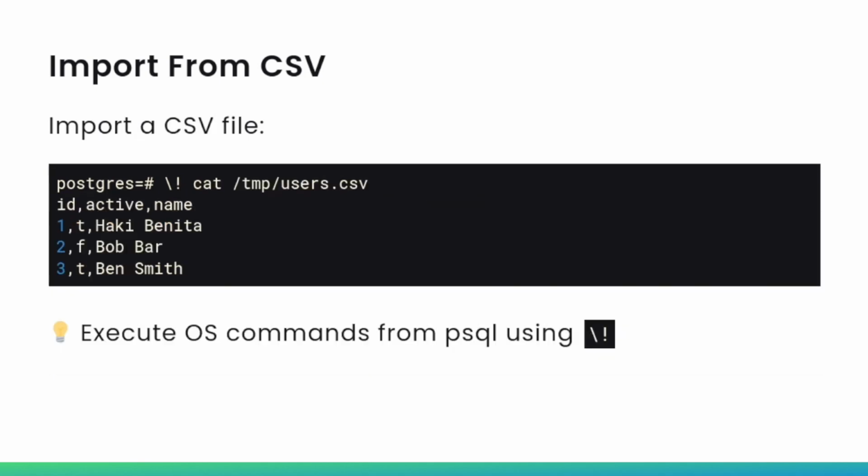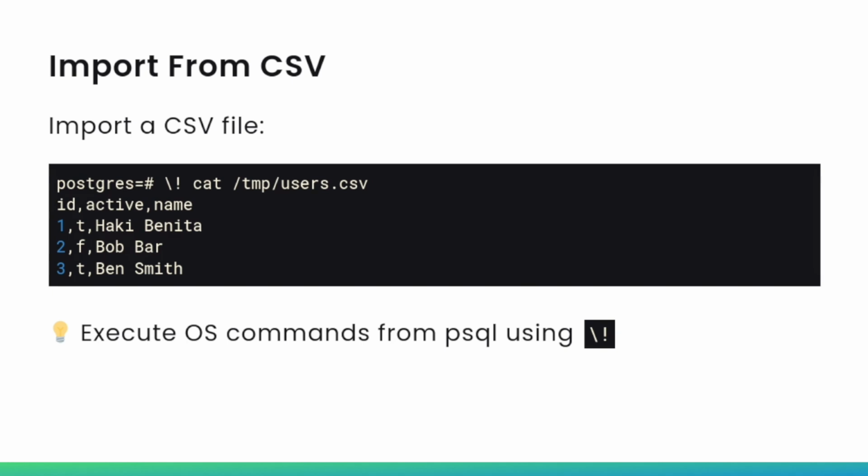And we have this CSV file, okay? So first of all, you may notice that I use \! which is a command that allows you to execute commands in the host environment. Meaning, if you're using Linux, for example, you can use \! and cat. So this will execute an OS command. In this case, we want to review the contents of the users CSV file, which we want to import into our table. We can see that we have an id, active, and name column.